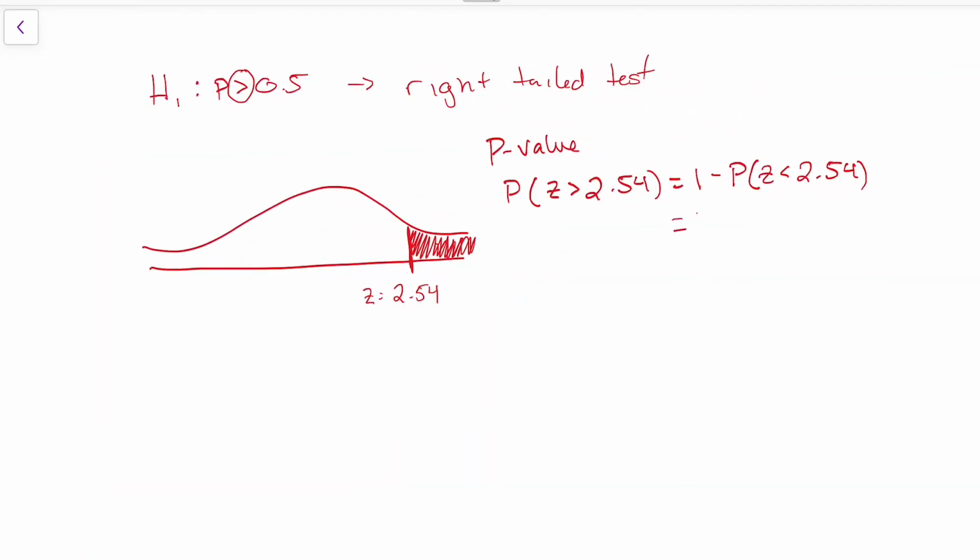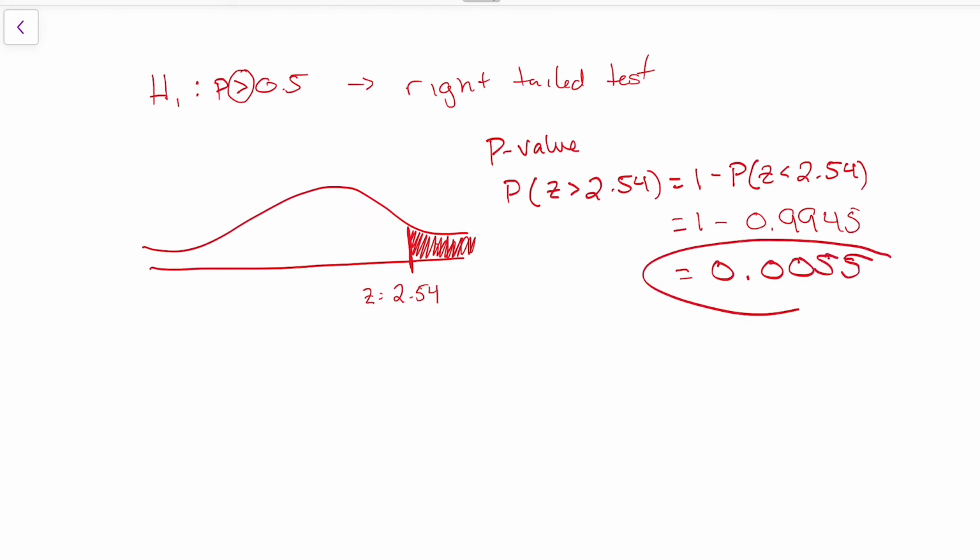So based on our normal distribution, I have 0.9945, and I get the probability that any value falls to the right of our test statistic is 0.0055. This is our p-value, our probability value, which we will compare to our significance level alpha whenever we get a value for alpha.